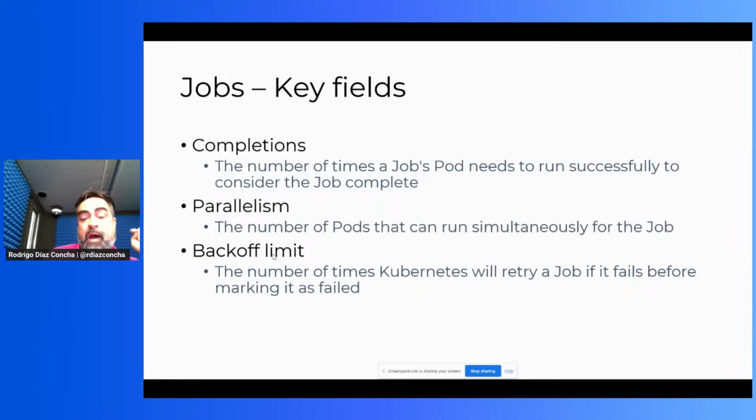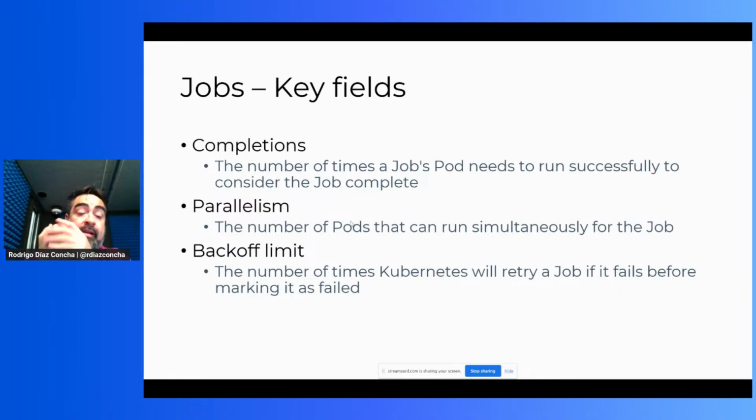Parallelism is the number of pods that can run simultaneously. So this is useful for machine learning. Again, if you want to execute, I don't know, machine learning model training, you could be running those in parallel instead of just waiting for a job to complete and then another job to complete. So this is useful for not waiting for previous jobs to end.